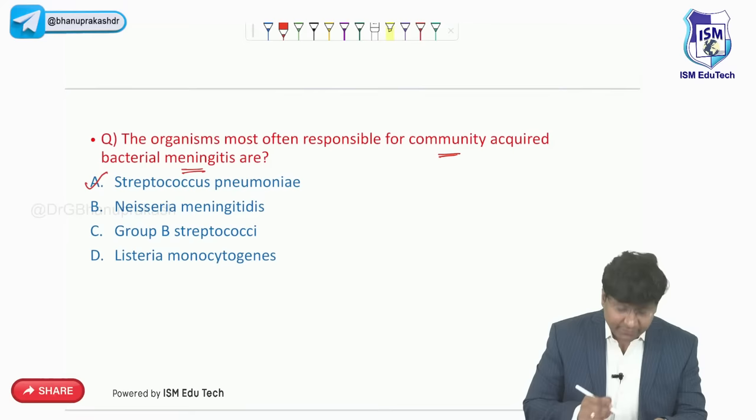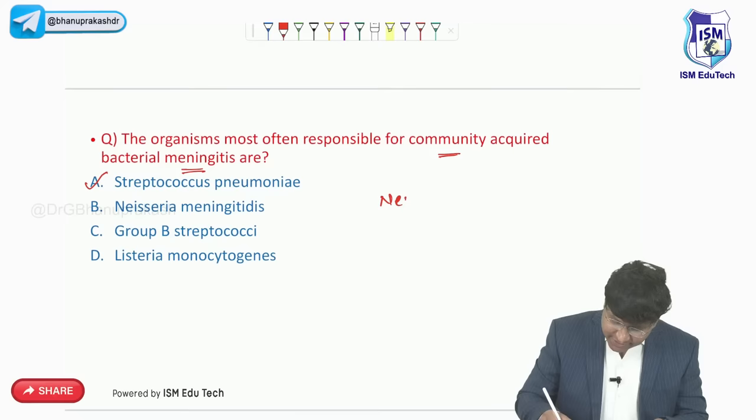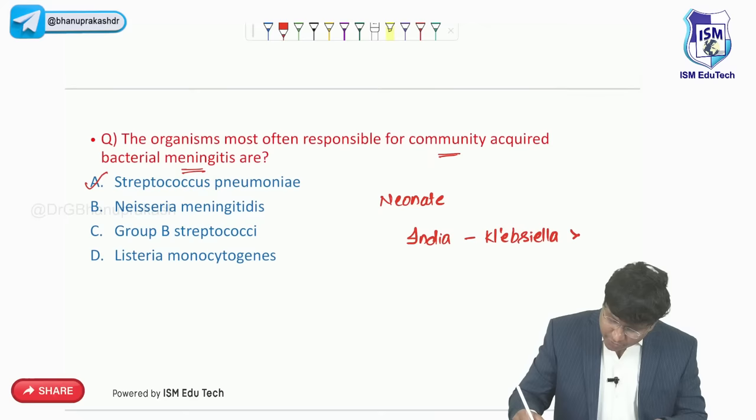But in neonates, in India, what is the most common organism? That will be Klebsiella, followed by Escherichia coli, okay?